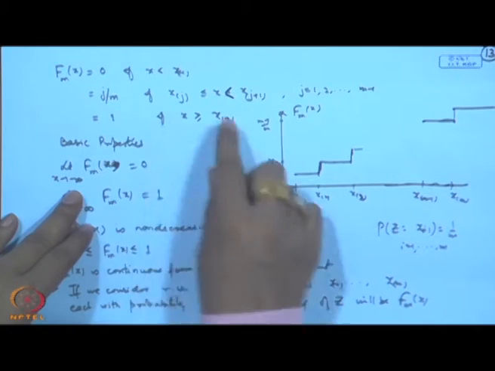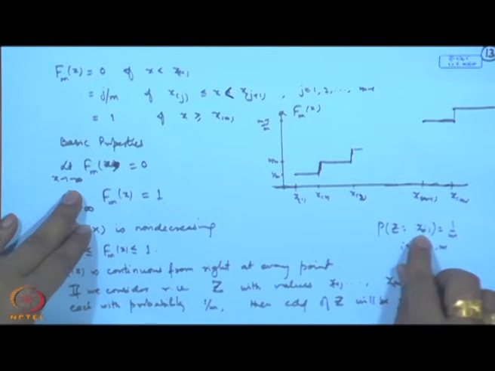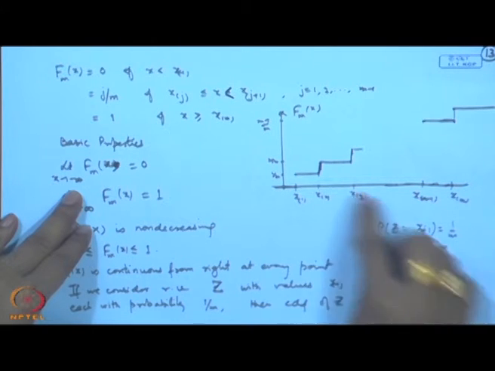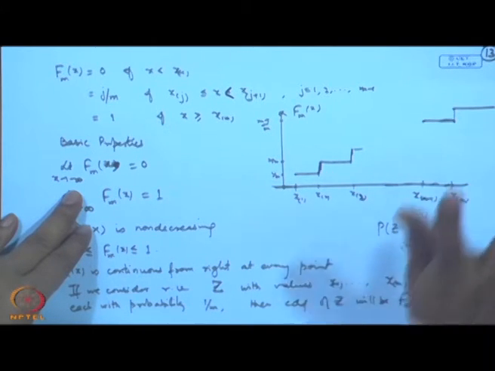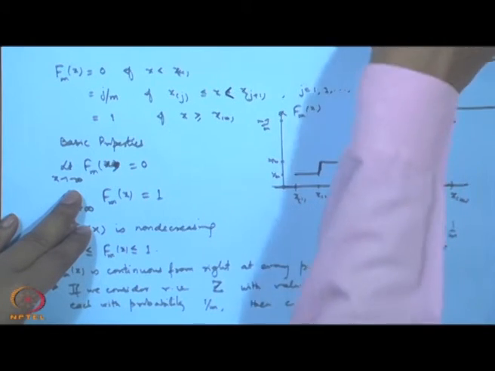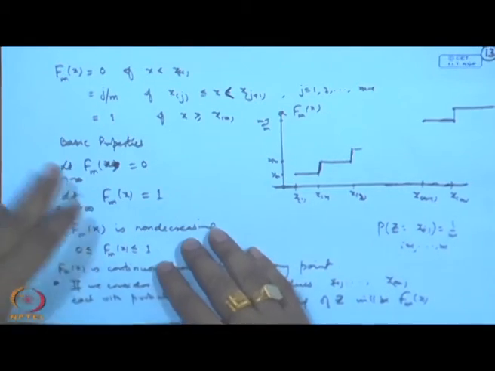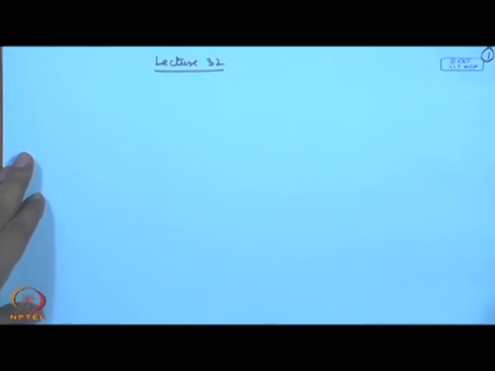of this form. As I mentioned, this is also the CDF of a discrete random variable which takes values x1, x2, ..., xm each with probability 1 by m. So, we get this as the function. Now, in place of this small xi, suppose I put capital Xi, then this will become a random variable. So, now let us consider that.